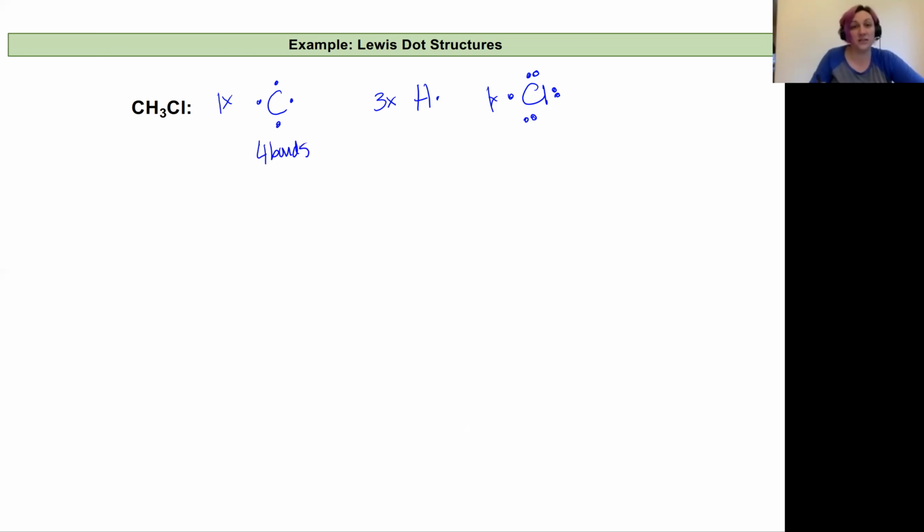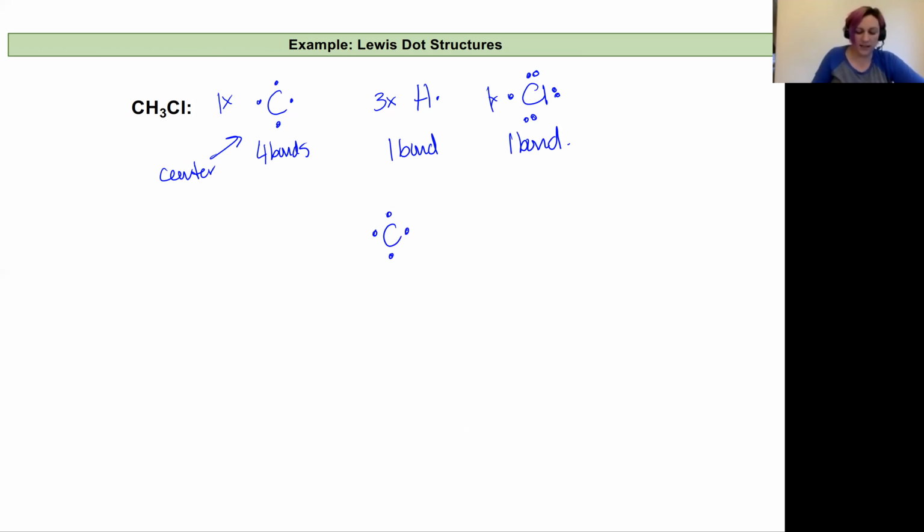My hydrogen is trying to achieve 2, so for the duet rule. So it really needs to make 1 bond. And my chlorine has 7 valence electrons already. It just needs 1 more to get to 8. So it's going to form 1 bond. All right, so that means I'm going to start with my carbon in the center.